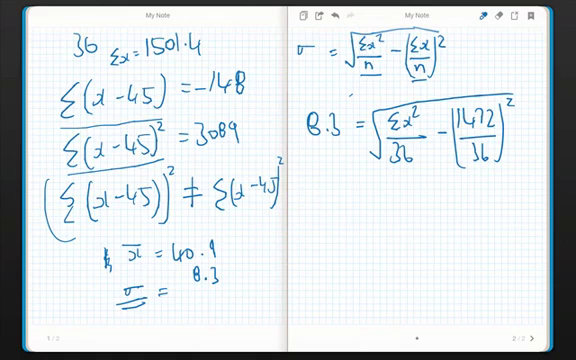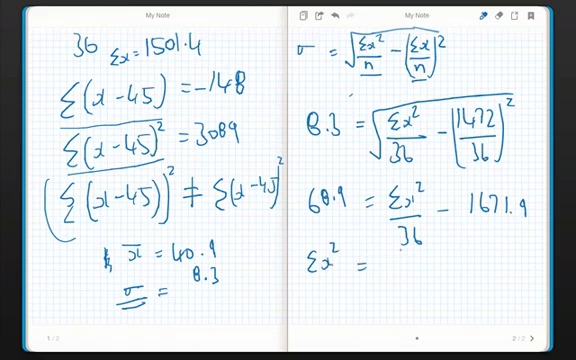Now we square both sides and we get 8.3 squared, which is just 68.9, equal to sigma x squared divided by 36 minus, let me find the value of that second part, 1472 divided by 36 squared, and we get 1671.9. Now making sigma x squared the subject of the formula, we have 1671 plus 68.9, and this times 36 is equal to 62668. I hope you see how I got that there, 62668.